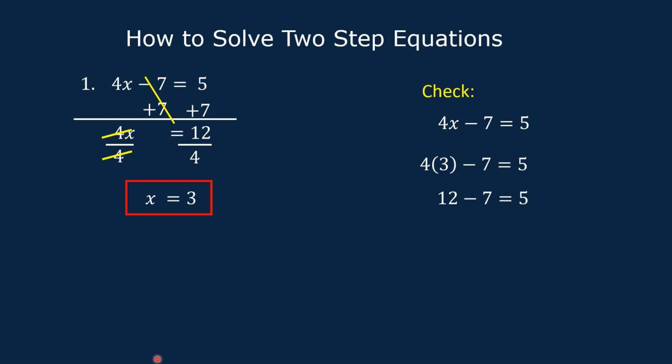12 minus 7 is 5. So 5 is equal to 5. This is a true numerical statement. This means the value of x is really equal to 3.